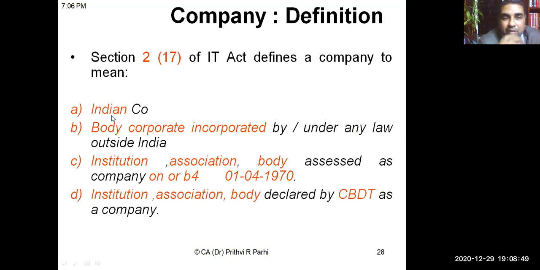Indian company. Then body corporate incorporated by or under any law outside India. Then the third point is institution, association or body assessed as a company on or before 1/4/1970. What is the fourth point again? Institution, association or body declared by the Central Board of Direct Taxes as a company. So company means these four kinds of companies.